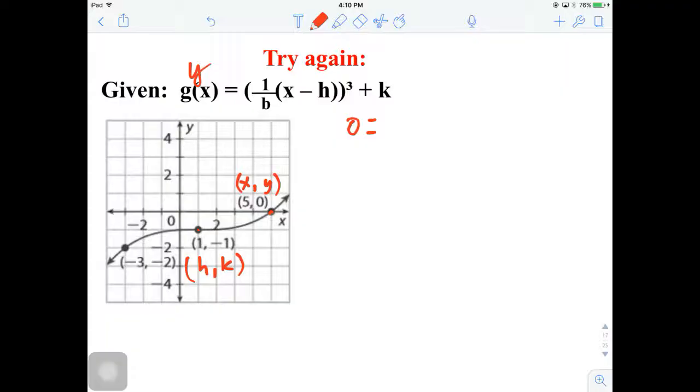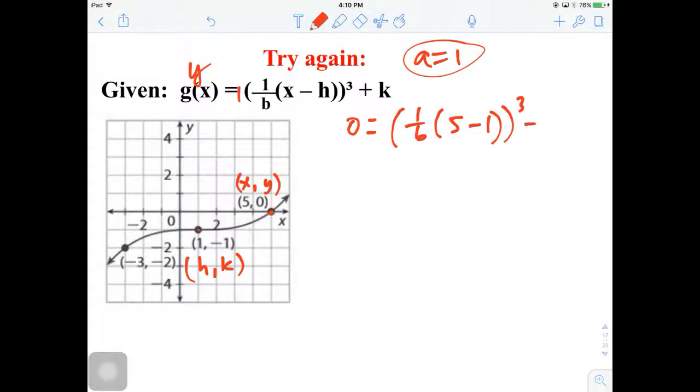We got 0 equals. Again, we assume that a equals 1 because there's no a, so it's just 1 in the front in this case. So we need b, which is 1 over b. And then x is just 5 minus h. H is 1. And then we cube that plus k. K is minus 1. So after all the values are substituted, we're going to simplify. That's going to be 4. So we have 0 equals 1 over b times 4.